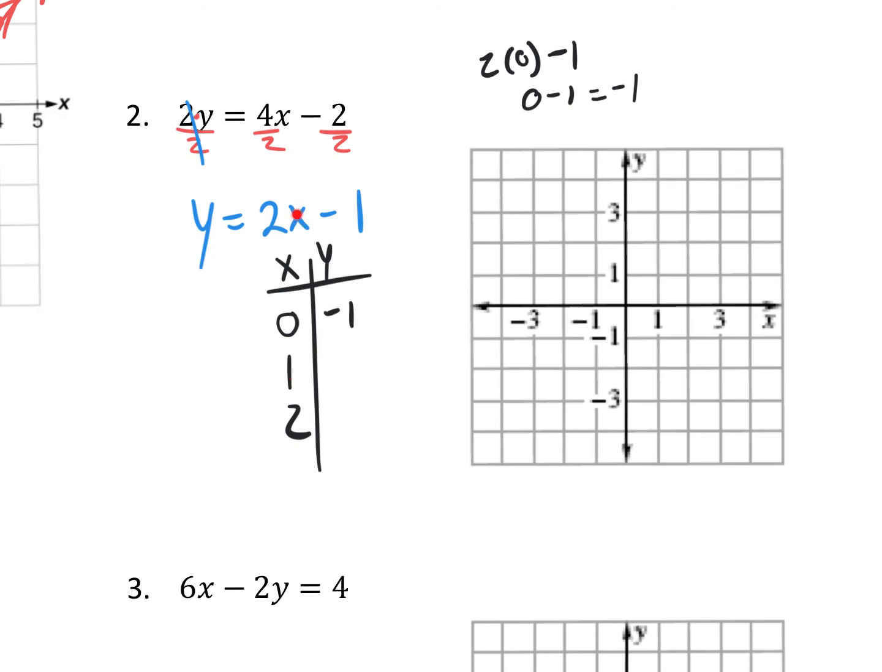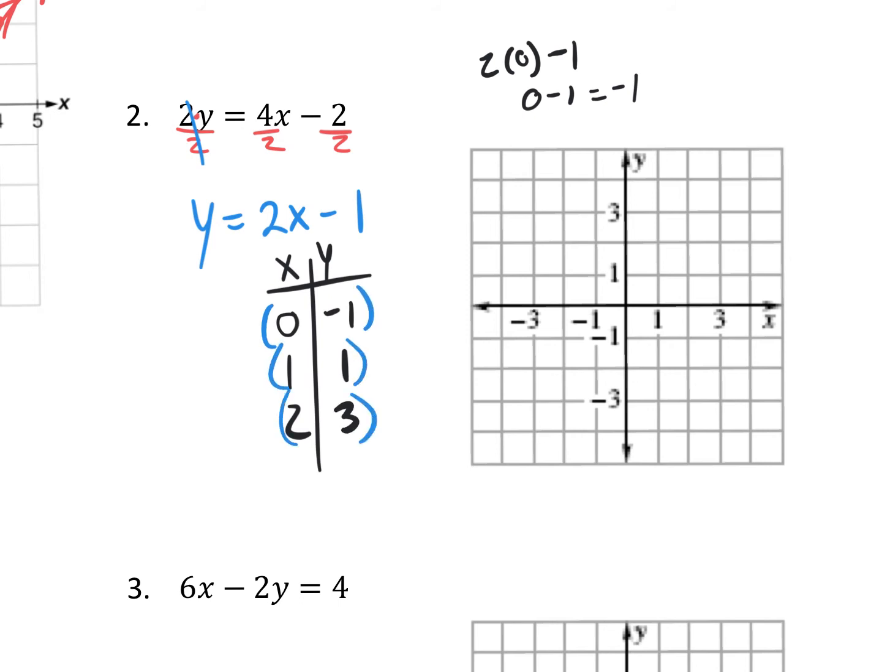Plug in a 1 into x, because after all, these numbers are on the x column. 2 times 1 is 2. 2 minus 1 is 1. Okay, so we put a 1 right here. Last but not least, plug in a 2 right there. What's 2 times 2? That's 4. What is 4 take away 1? The answer is 3. Okay, so we have these 3 coordinates: 0, negative 1; 1, 1; and 2, 3.